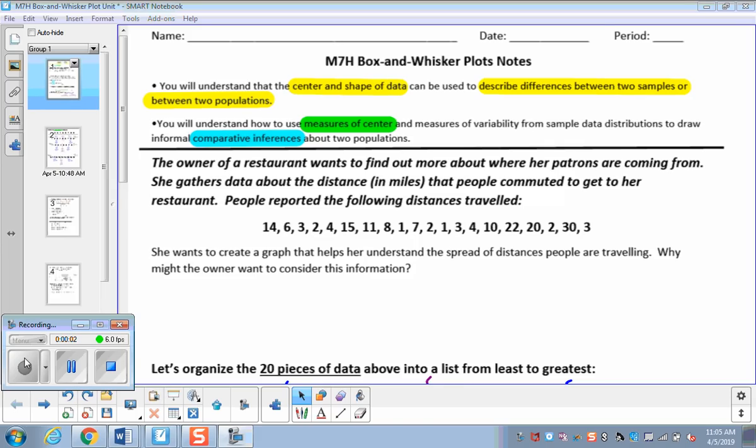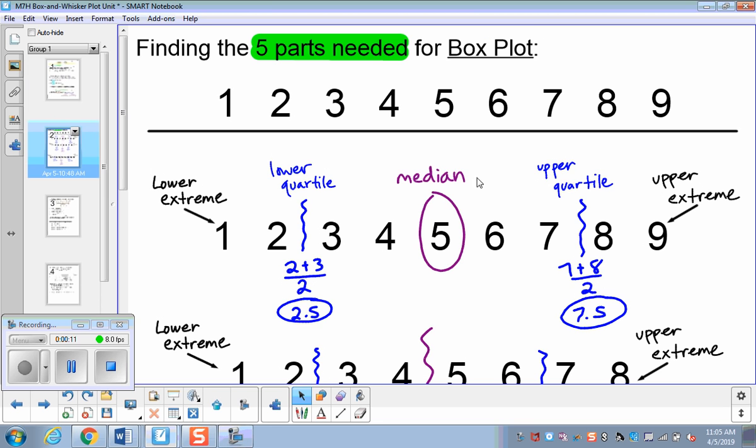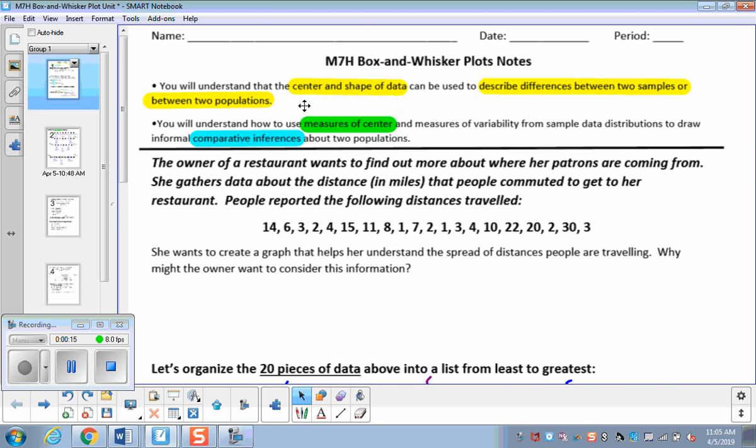So in this video, we're going to be exploring box and whisker plots and how to construct them. We need 5 things to be able to construct a box and whisker plot, and I'm going to be showing you guys how to do that with different data sets shortly. But first, let's review real quick what you guys are going to be learning in this unit.